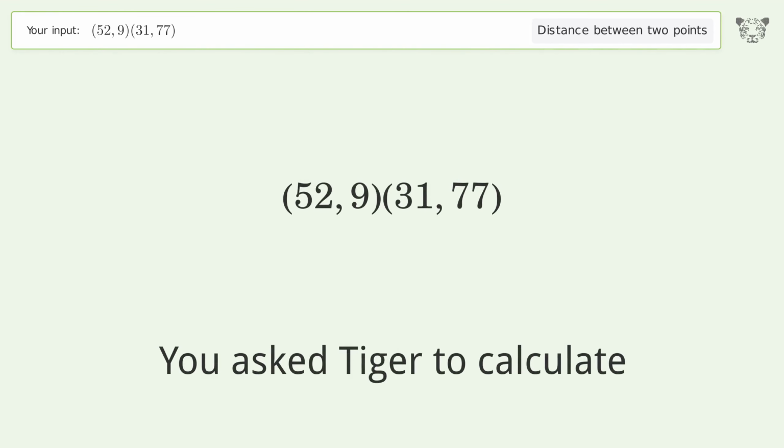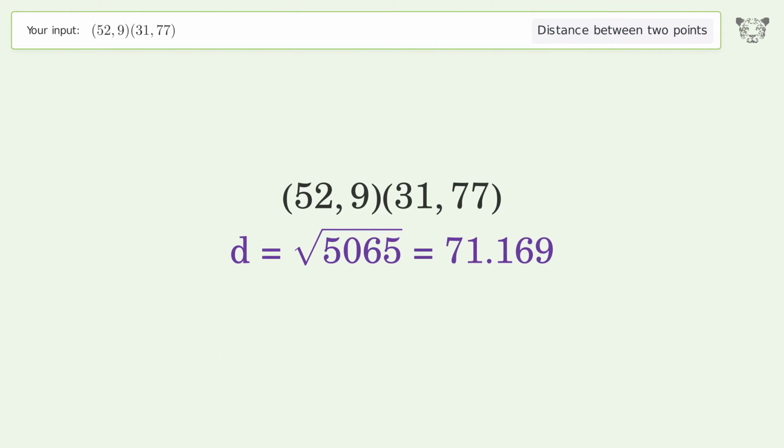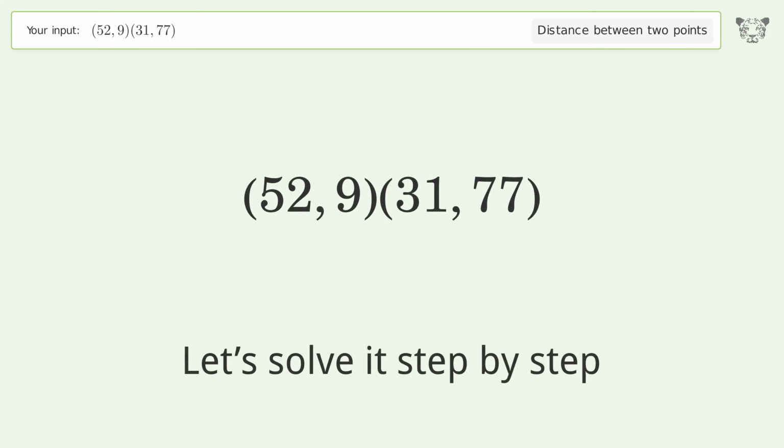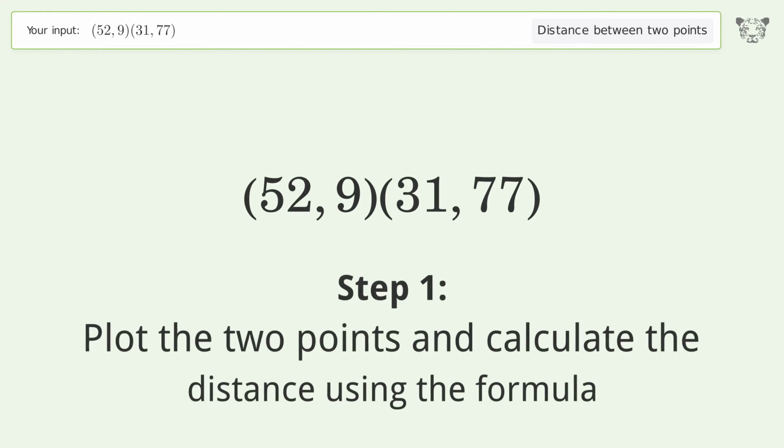You ask Tiger to calculate. This deals with the distance between 2 points. The distance between the 2 points is the square root of 5065, or 71.169. Let's solve it step by step. Plot the 2 points and calculate the distance using the formula.